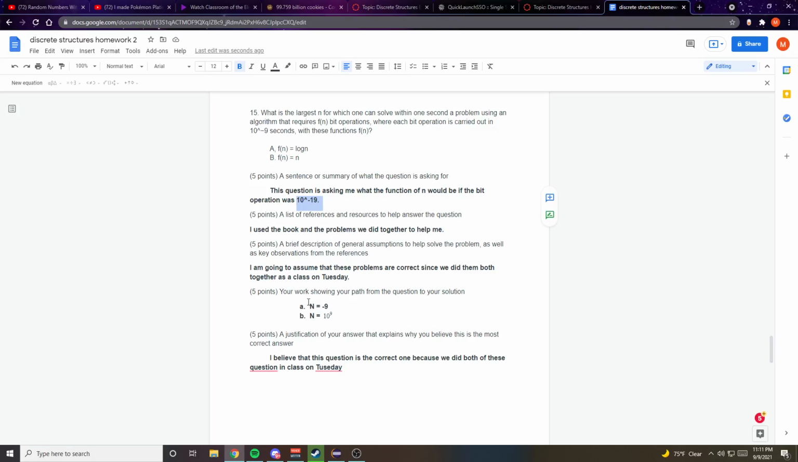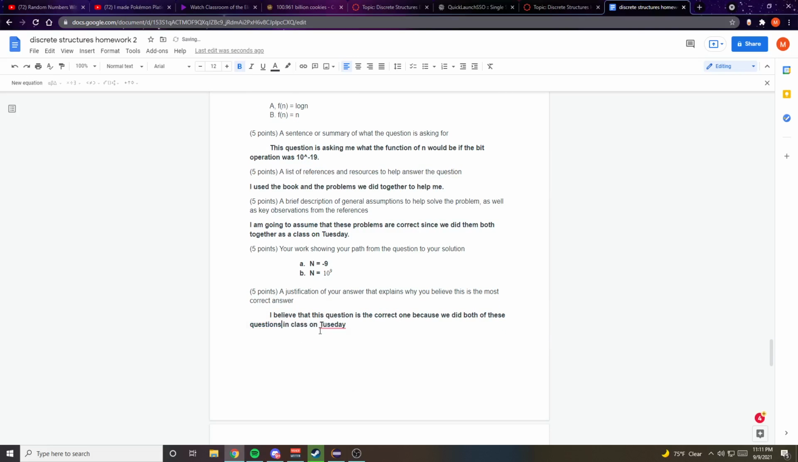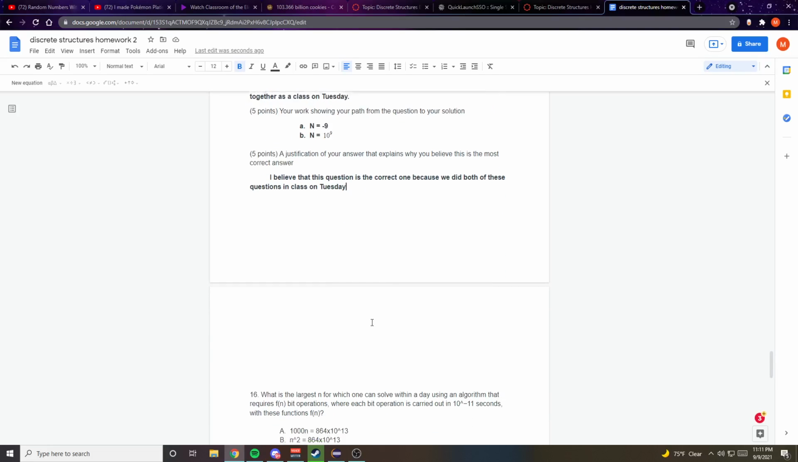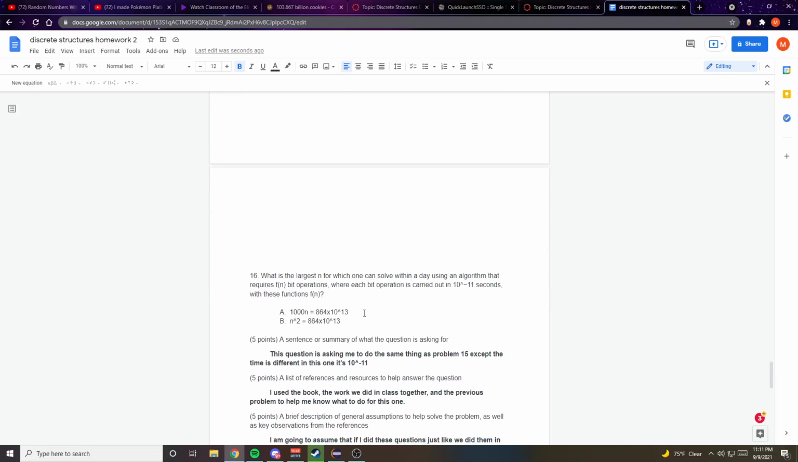I put A is n equals negative 9, and then B is 10 to the 9th. Oh, I need to. What? It didn't even change anything, I don't think. Okay. And then the justification for the answers, I'm pretty sure this question is correct because we did these questions on Tuesday. So we did them together, so I hope that they are right.